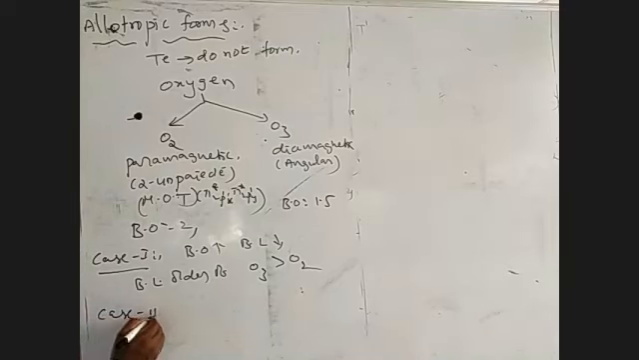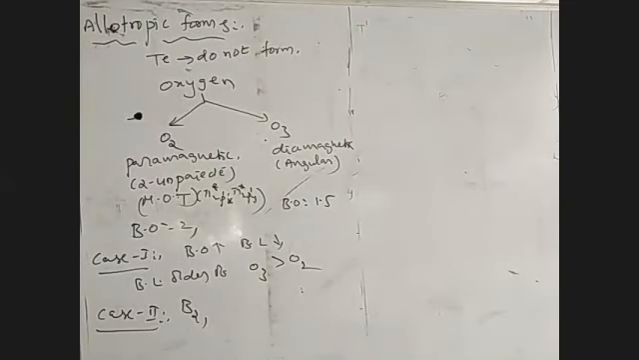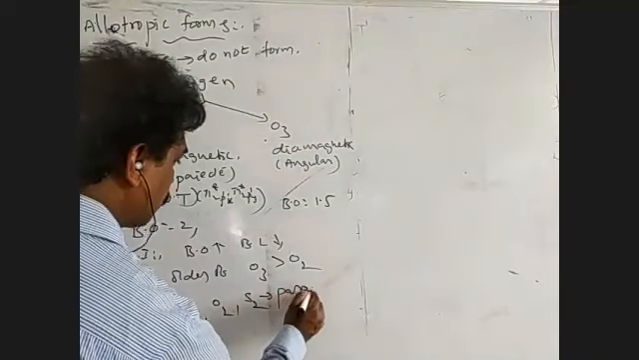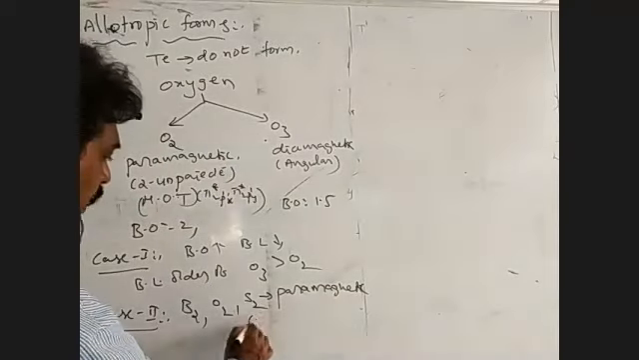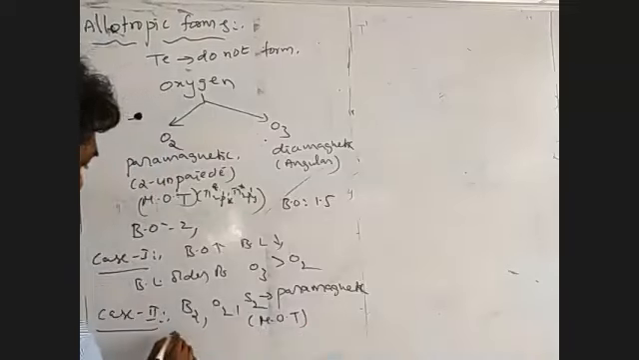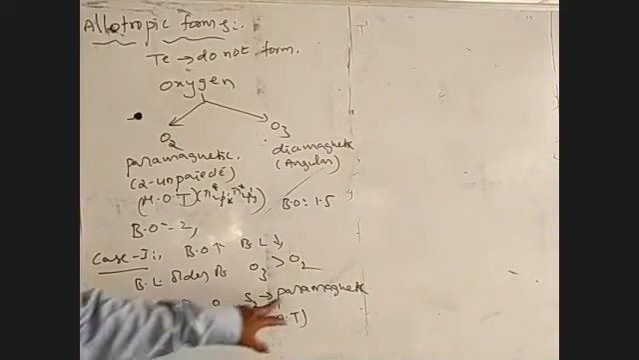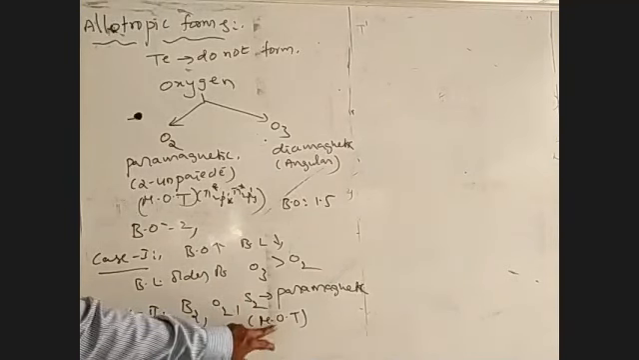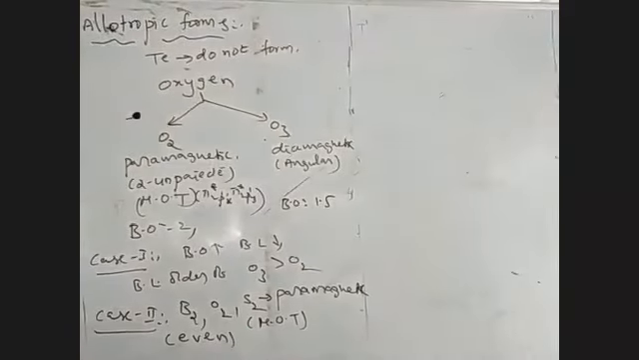So molecules like B2, where boron's atomic number is 5 and the total number of electrons is 10, O2 with 8 plus 8 equals 16, and S2 with 16 plus 16 equals 32, are paramagnetic. The total number of electrons is even, but these molecules are paramagnetic. This paramagnetic nature can be explained based on molecular orbital theory only.